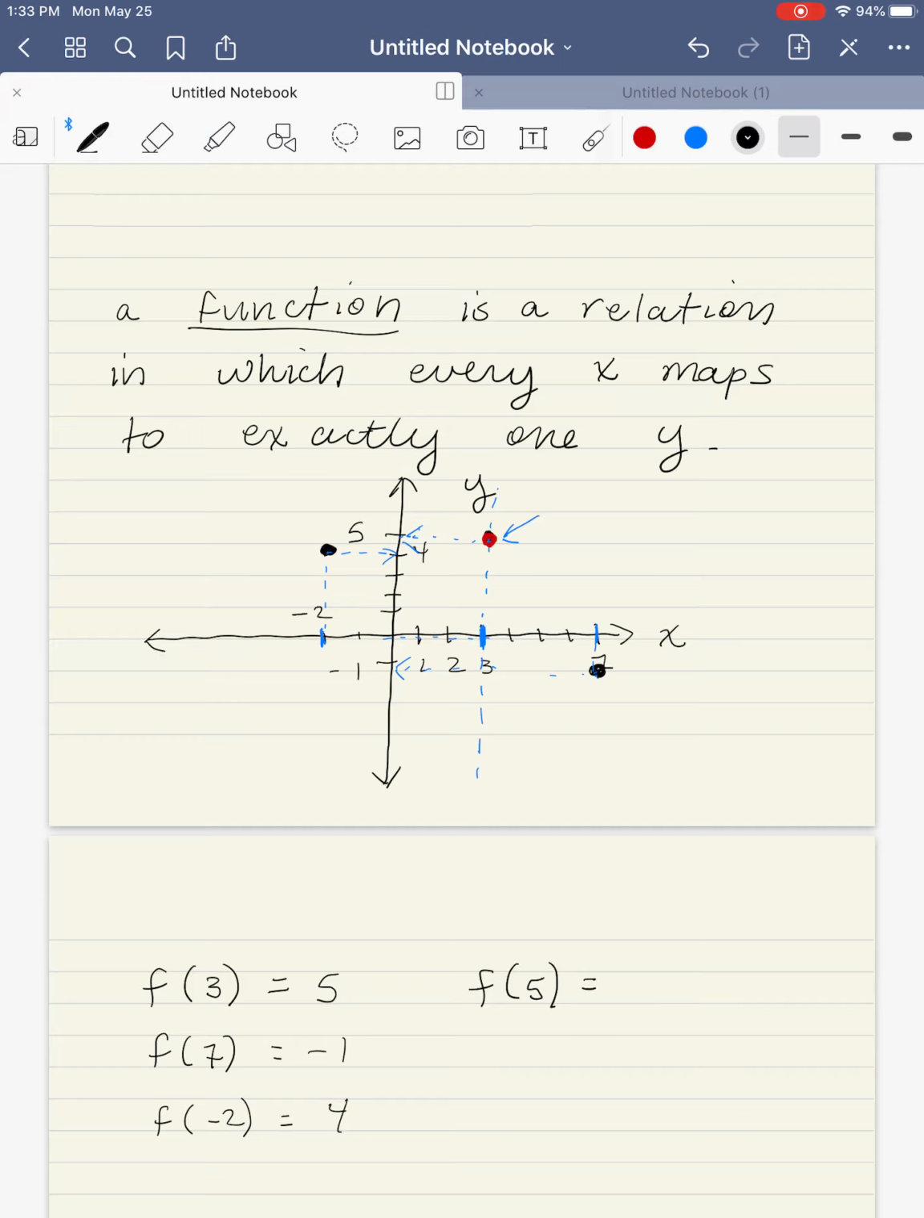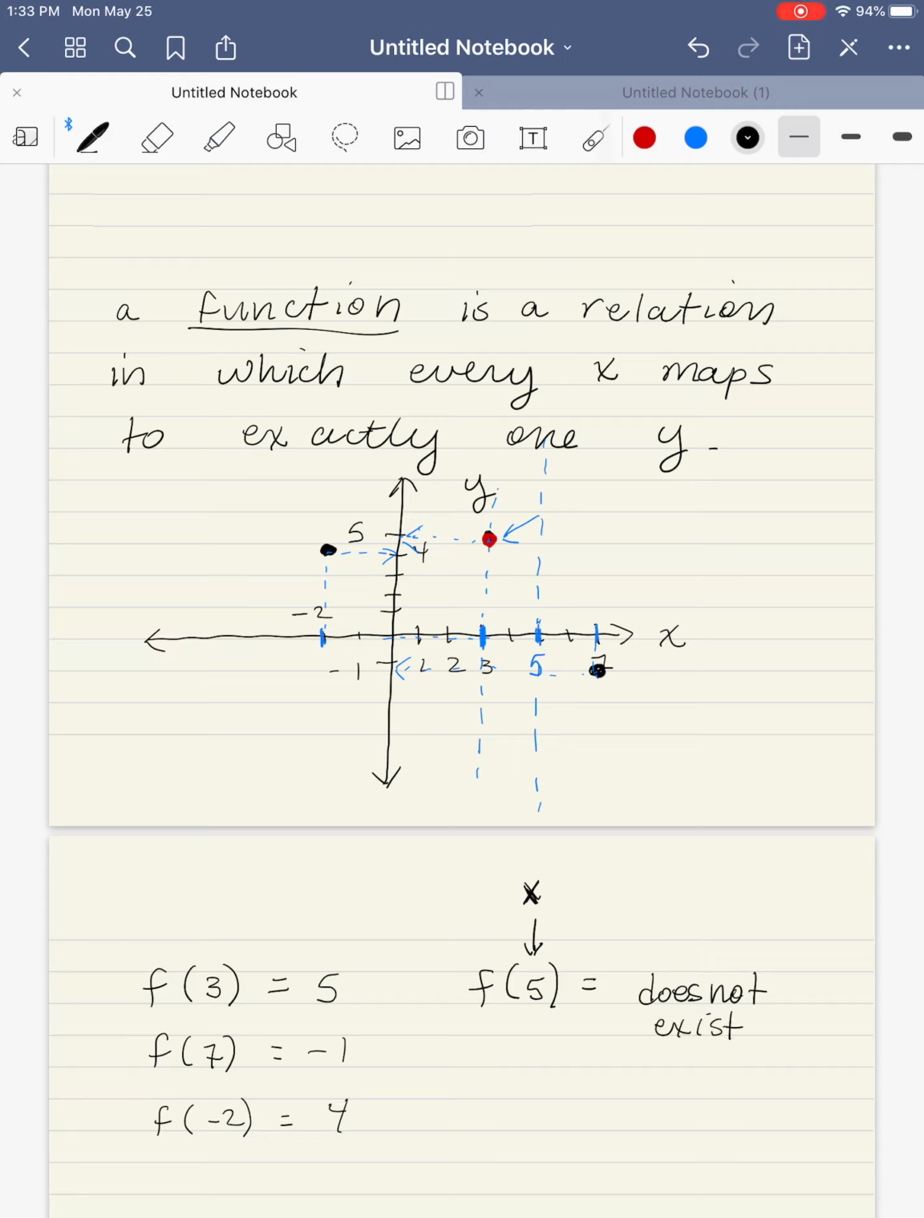F of 5. This number inside the parentheses is always your x. So I'm saying if x is equal to 5, what is y? If I come out here to x equals 5, and I look up and down from x equals 5, I see that I never touch the graph anywhere. I never touch any of those 3 ordered pairs. So that means that f of 5 does not exist.